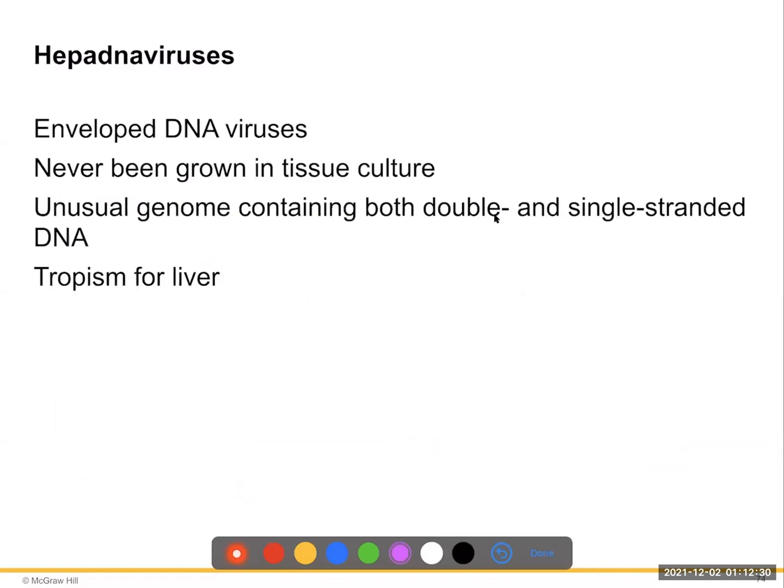So hepadnaviruses are enveloped DNA viruses. Okay? They've never been grown in tissue culture. Their unusual genome contains both double and single-stranded DNA. It contains both. It has a tropism for the liver. It gets in the liver and takes over and controls which way the liver develops. It causes the disease to occur through the liver, whether it's cirrhosis or malignancies, whatever in the liver.